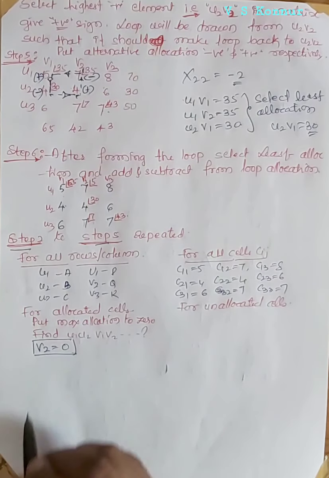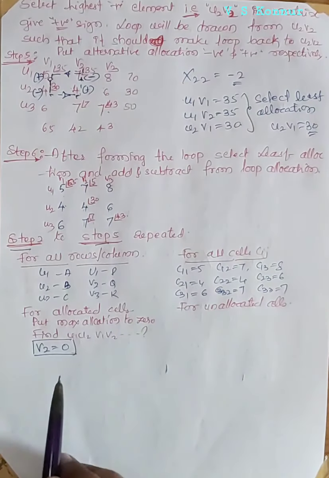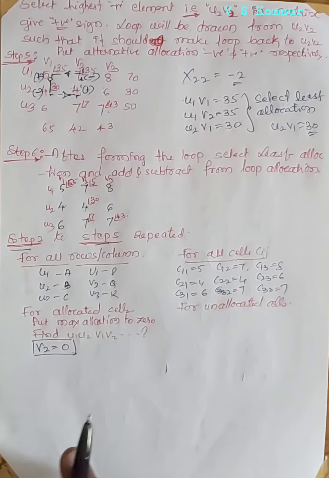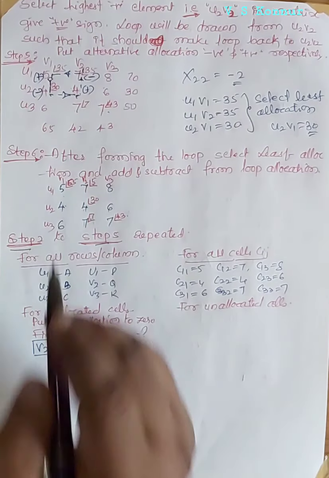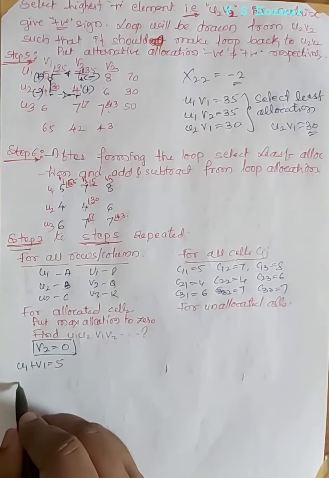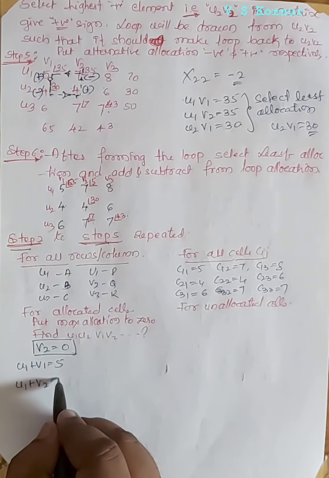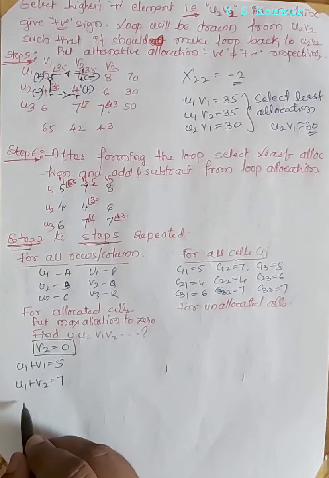So the maximum allocation is V2, with 1, 2, 3 allocations. So because of that V2 will be taken as 0. For all the allocated cells, I am writing here U1 plus V1 is equal to 5. Next U1 plus V2 is equal to 7. Next U2 plus V2 is equal to 4. Next U3 plus V2 is equal to 7. U3 plus V3 is equal to 7.